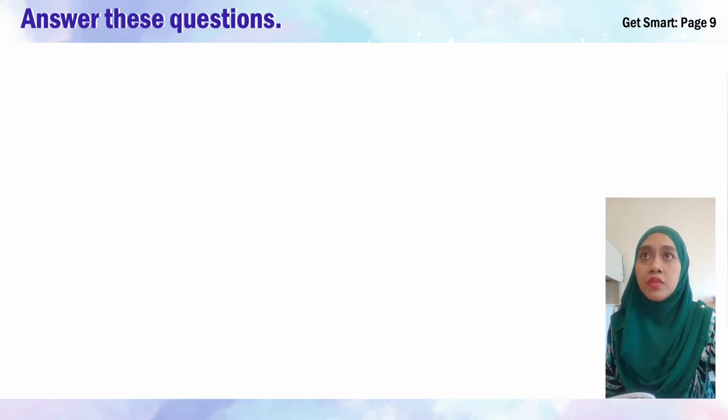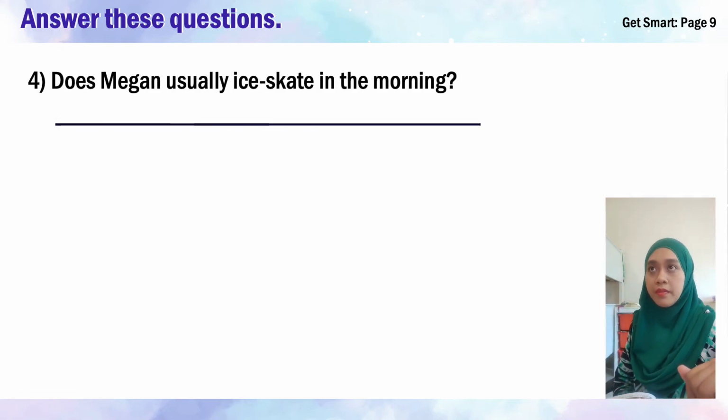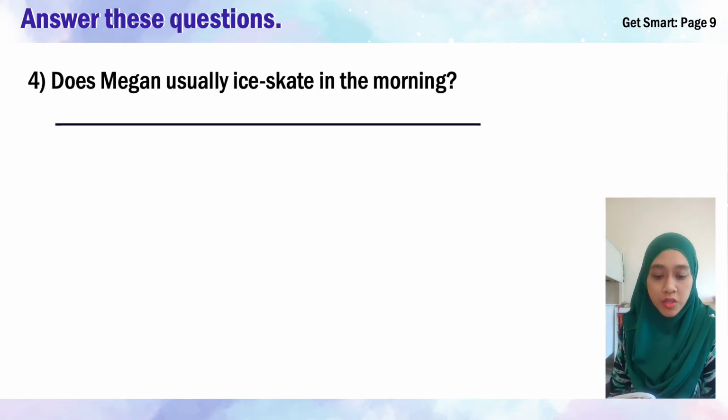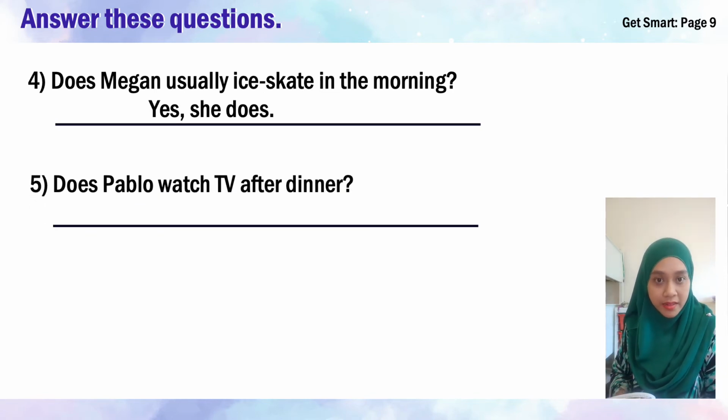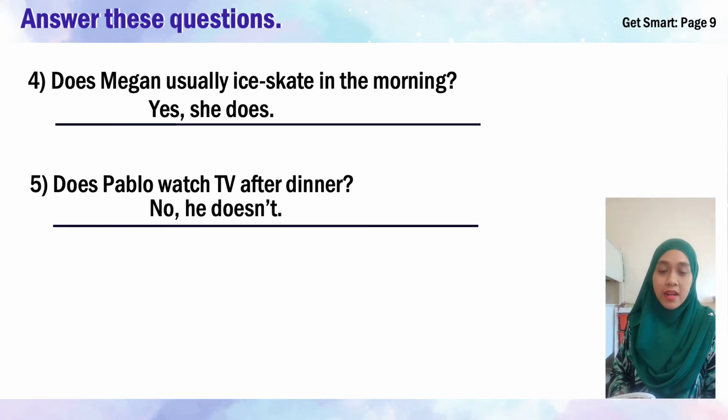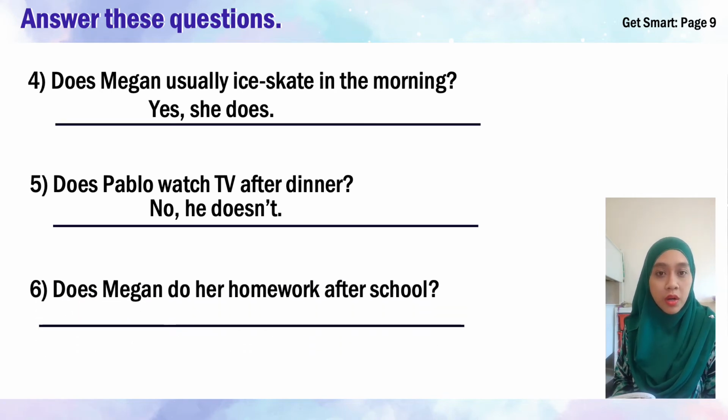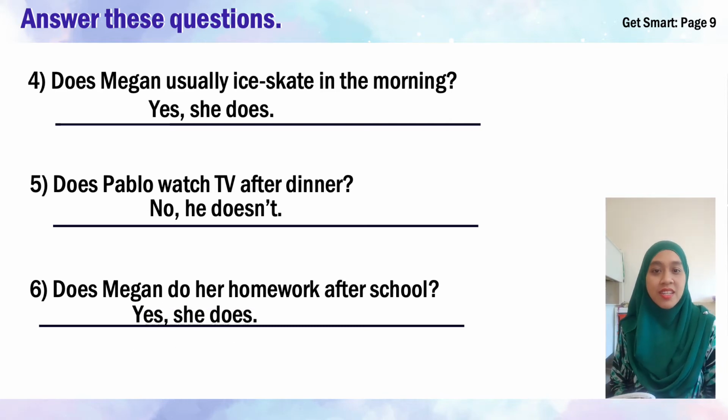Okay, now let's go to number 4. Does Megan usually ice skate in the morning? What is the answer? Yes, she does. Number 5, does Pablo watch TV after dinner? No, he doesn't. Last one. Does Megan do her homework after school? Yes, she does.